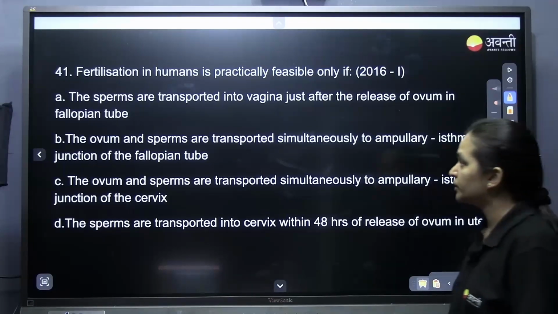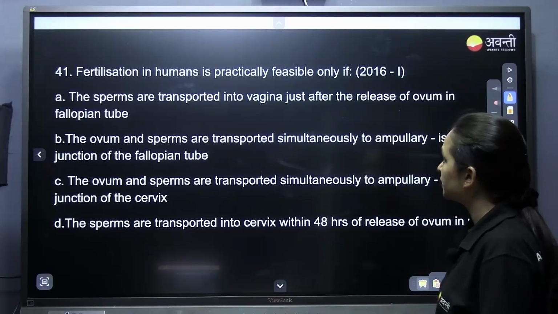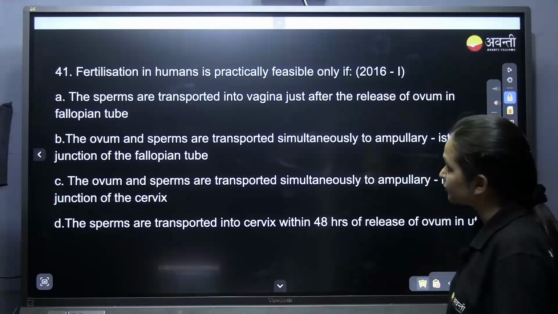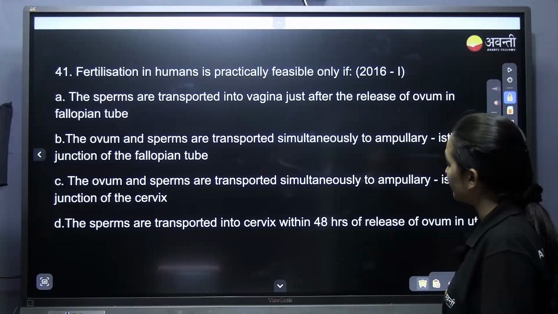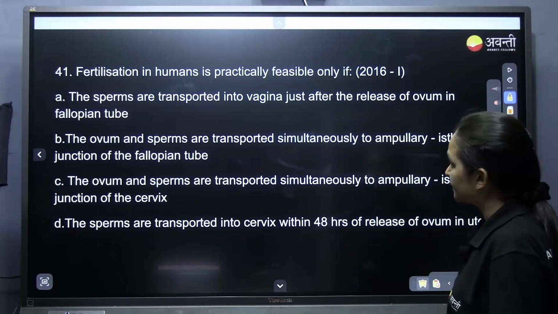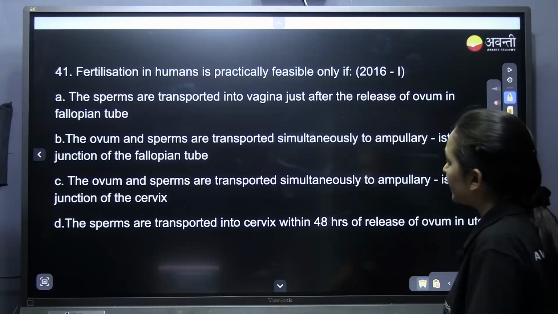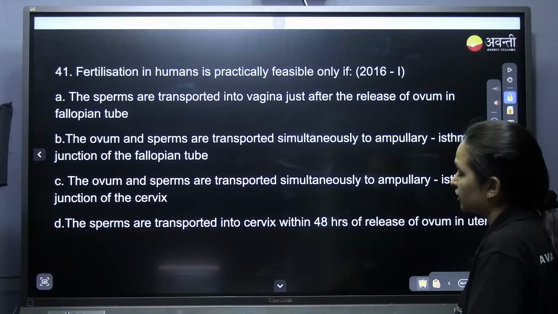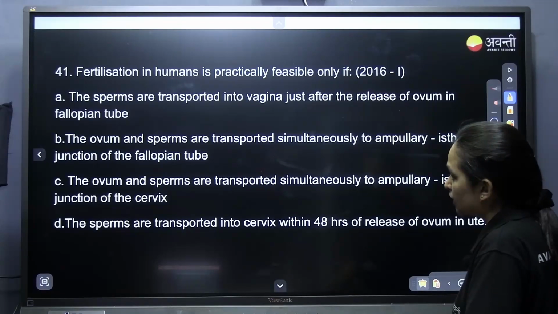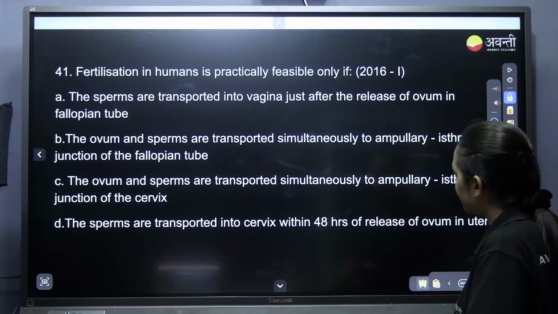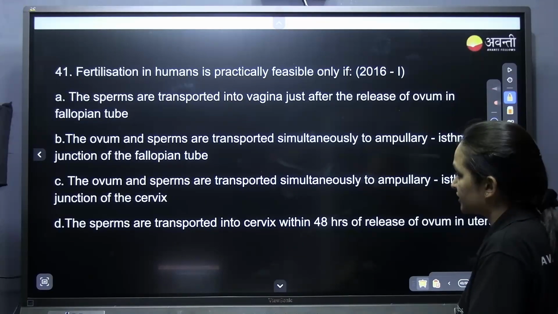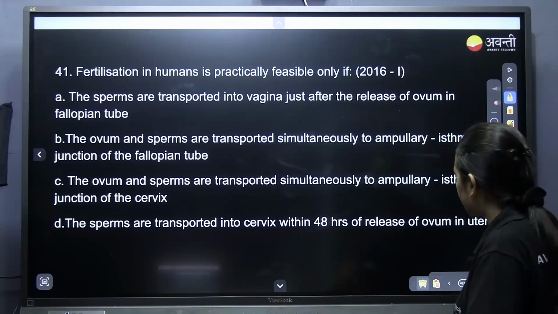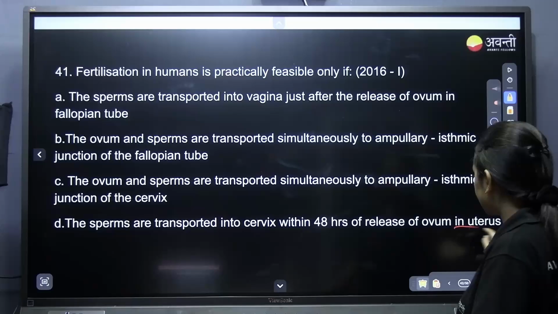Fertilization in human is practically feasible only if the sperms are transported into vagina just after the release of ovum in the fallopian tube. The ovum and sperms are transported simultaneously to ampullary isthmic junction of the fallopian tube. The ovum and sperms are transported simultaneously to ampullary isthmic junction of the cervix. The sperms are transported into cervix within 48 hours of release of ovum in uterus.